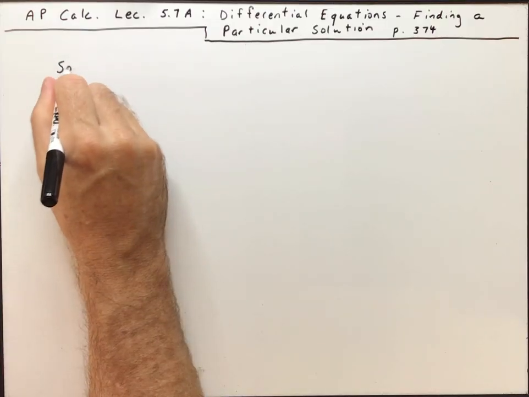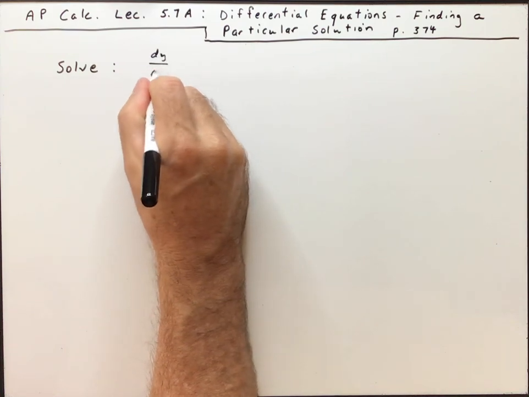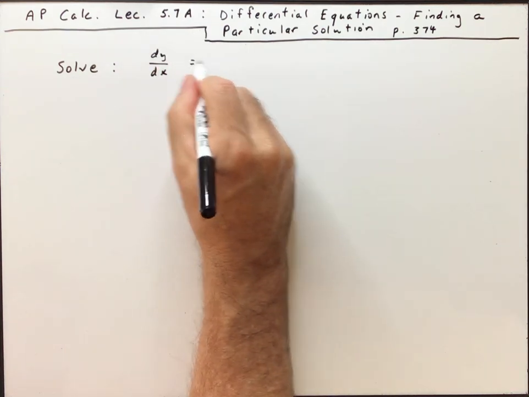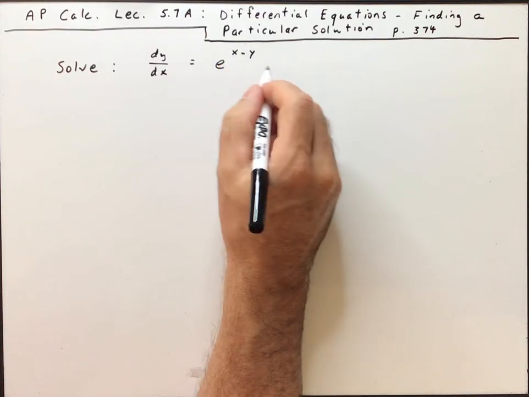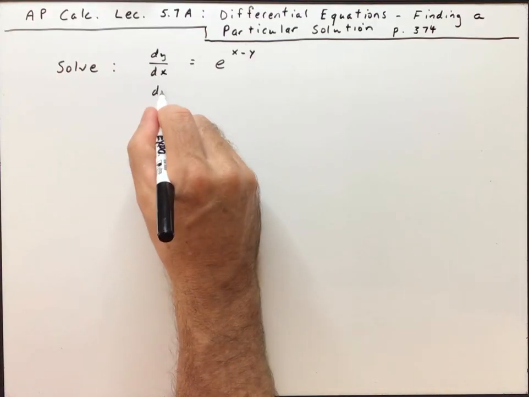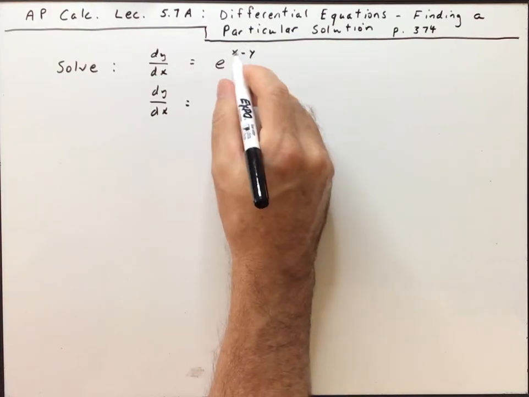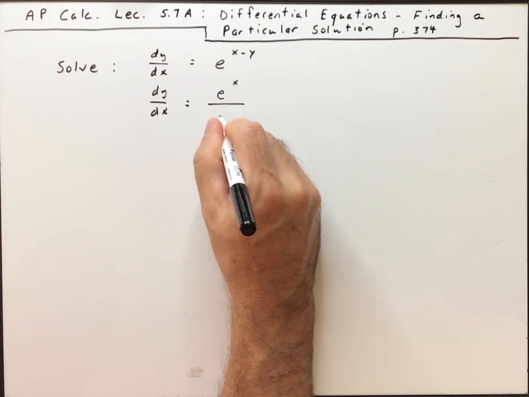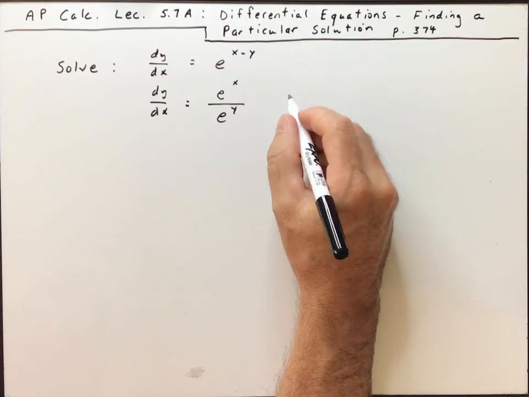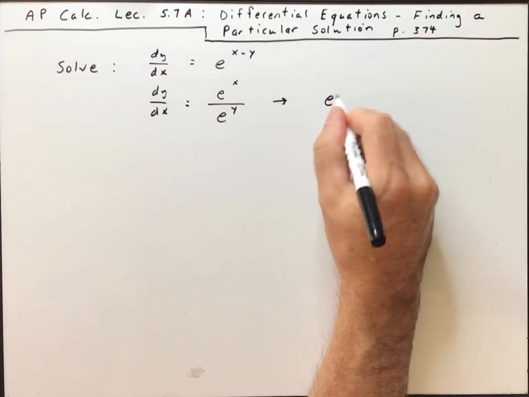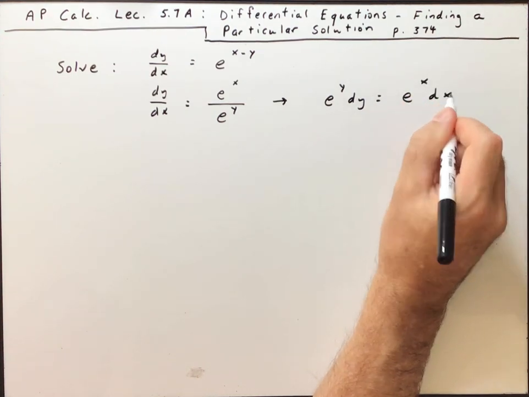So let's solve. Again, a differential equation is just an equation that has a derivative in it. So dy dx is a derivative, is equal to e to the x minus y. All right, that looks kind of difficult, but if you can rewrite it, e to the x minus y is the same as division, e to the x over e to the y. Now it's easy to separate the variables by cross multiplying. You'd have e to the y dy is equal to e to the x dx.